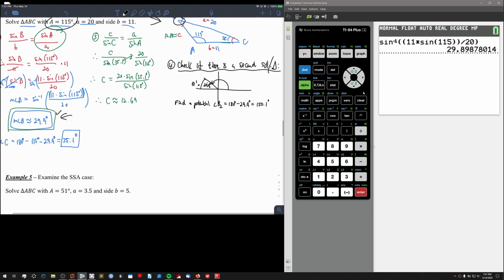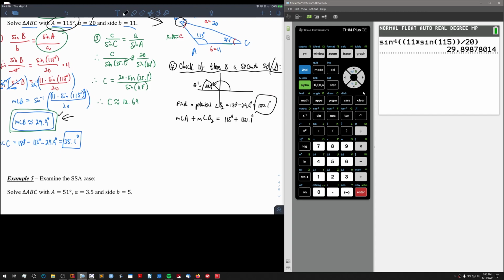Okay, and this is my check now. I say, what's the measure of angle A that I was given plus the potential measure of angle B2, the second thing I just found. So here's my B2, and what was my A? 115 plus 150.1 degrees. And you go, wait, these two angles together are already bigger than 180. That means that I can't make another triangle because I can't already have two angles, angle A and angle B, that exceed the triangle sum theorem.